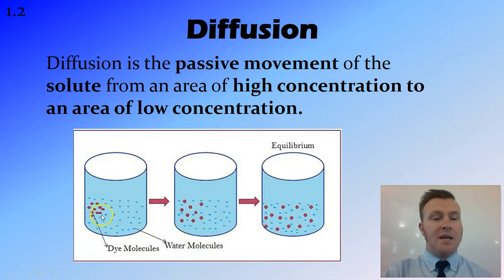And you can see here in this example that we've got these dye molecules, the red dots, in water molecules, the blue dots. Now you can see that this has just been put into the water and there is a high concentration of dye molecules relative to the water molecules around it. Over this side of the beaker, there is a high concentration of water molecules compared to the dye molecules. So these dye molecules are going to diffuse throughout the water until they reach equilibrium.